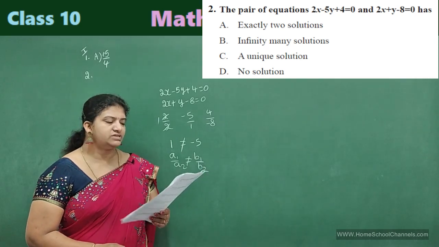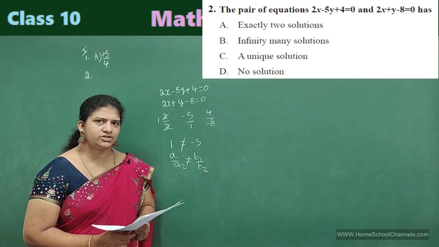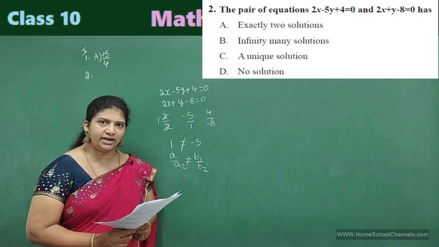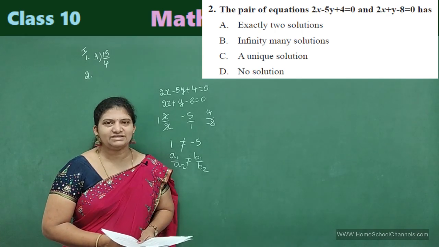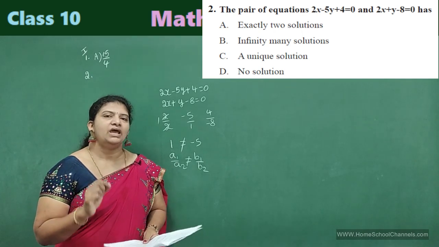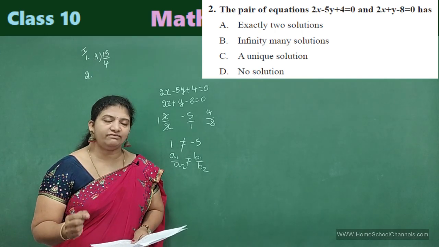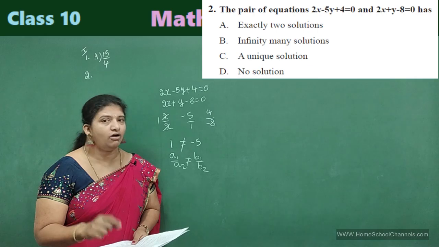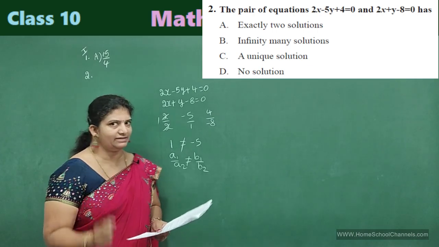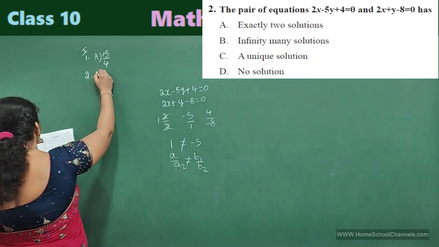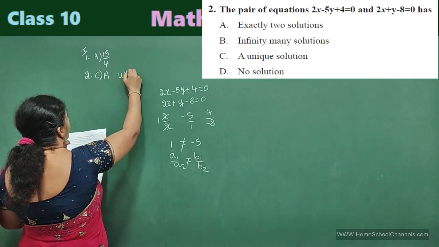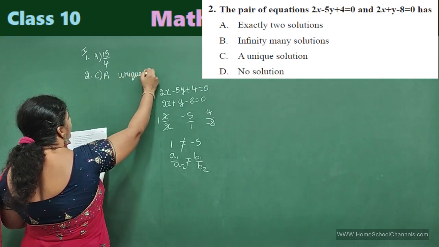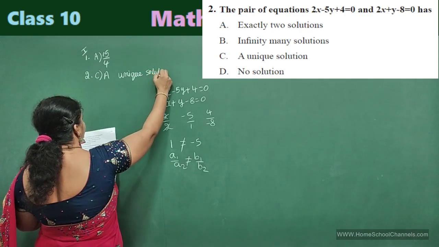If A1 by A2 is not equal to B1 by B2, then what can you say? Among these options, look here, exactly 2 solutions? No. Infinitely many? No. A unique solution? Yes, this is the right answer. If the lines are intersecting, we get a unique solution, or one solution. See which option it is? Option C, a unique solution.